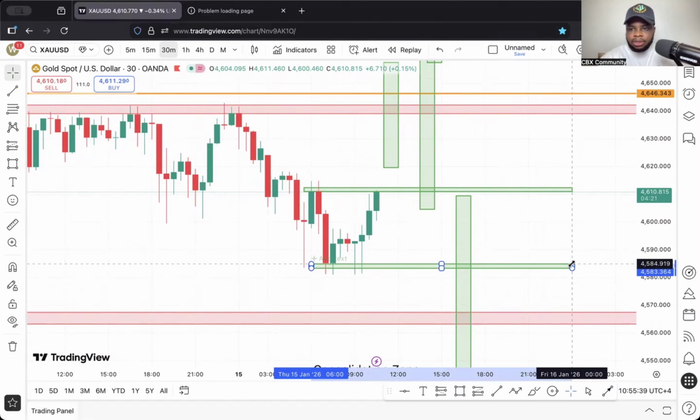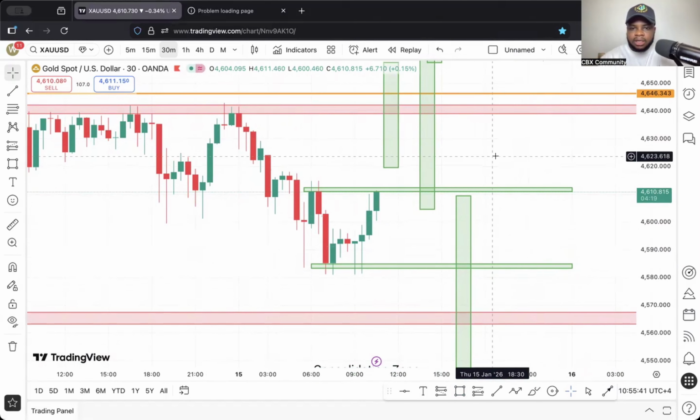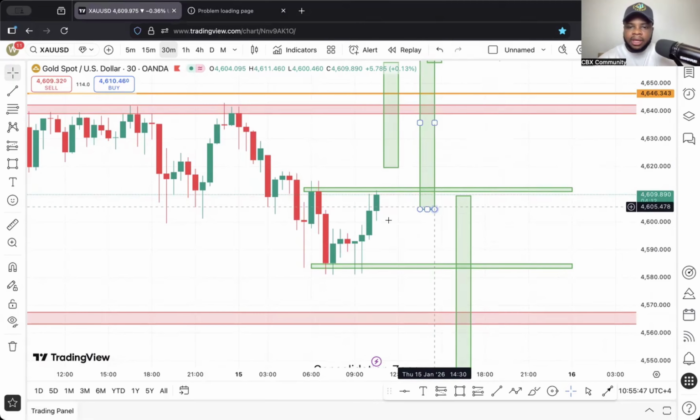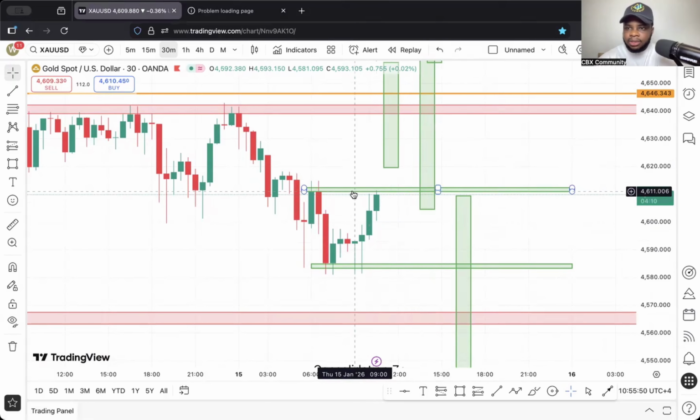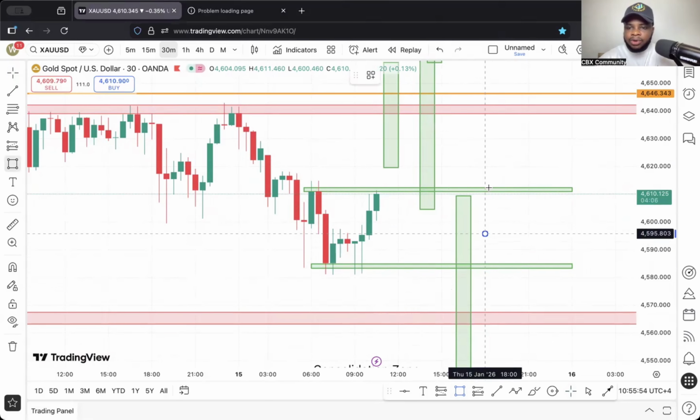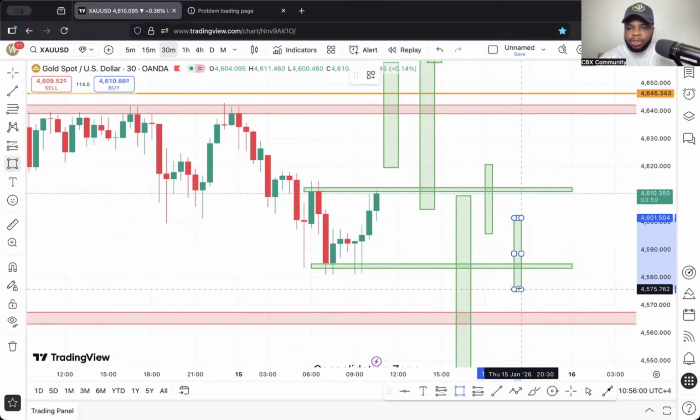So these are our recent supports, while these are our recent resistance. Imagine you come to the market and you have a zone like this, from this resistance zone to this support zone. It's likely you will see a candle break your resistance zone like this, and then you see a candle break your support zone like this.